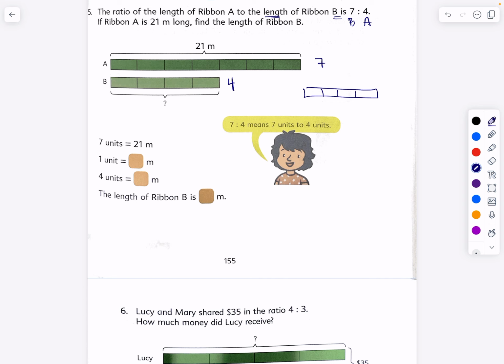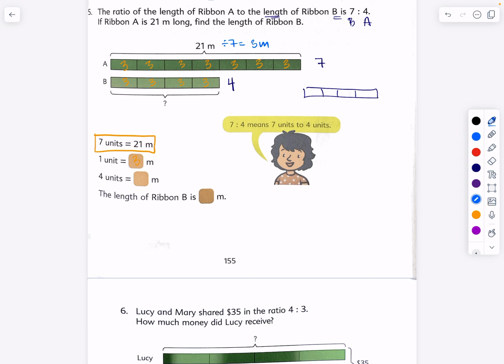It is also given that ribbon A is 21 meters long. The most important question you need to realize, if 7 units is 21 meters, that means each of these units has 3 meters, 3 meters long, 3 meters long, 3 meters long. And I like to label at first almost every one of them just to kind of visualize that each of these units has 3 meters in it. How did we get there? Well, it's 21 divided into 7 equal parts equals 3 meters inside each.